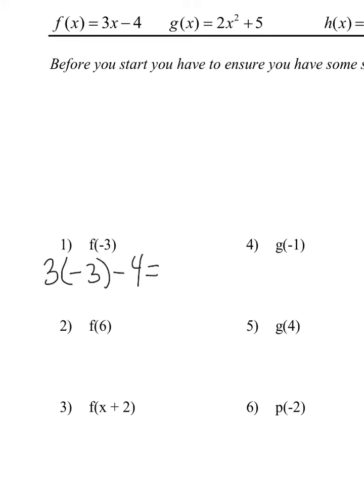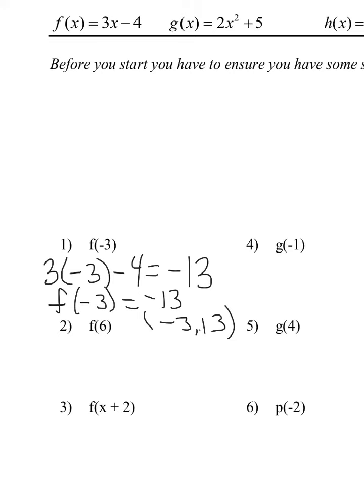Well, 3 times negative 3 is negative 9, and negative 9 minus 4 is negative 13. So f of negative 3 equals negative 13. And we could even write that as a point. We could write negative 3 comma negative 13. We could write that as an ordered pair.